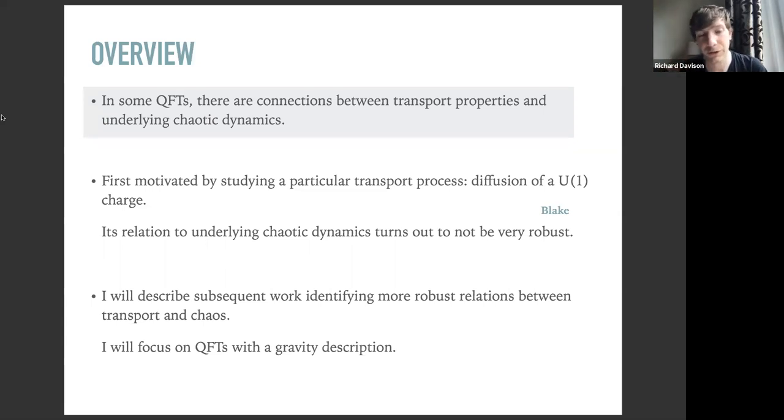And I'm going to talk almost completely about field theories that have a gravity description, although there has also been a little bit of work looking in this context at other kinds of theories too.